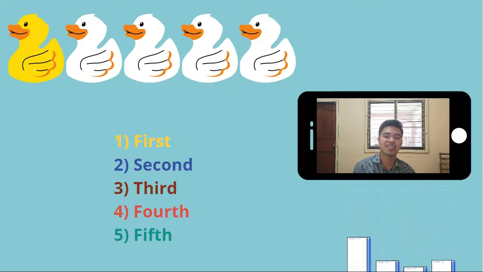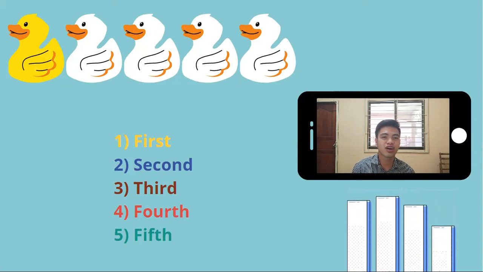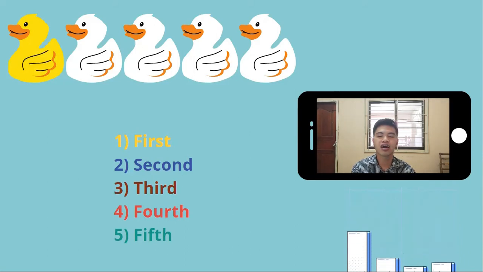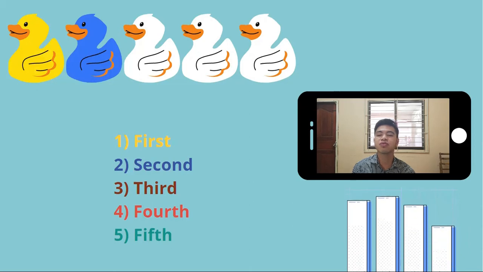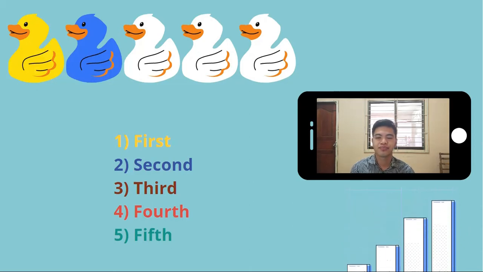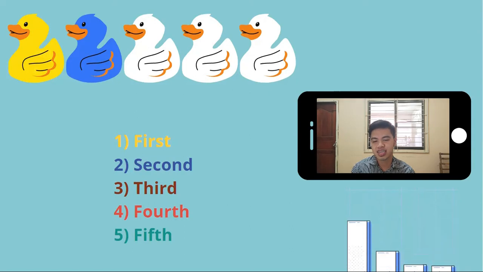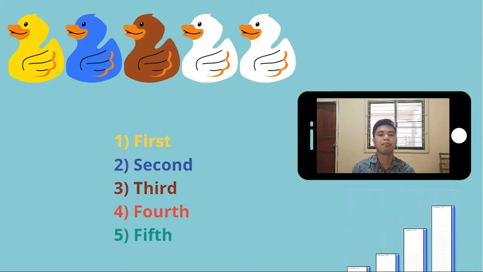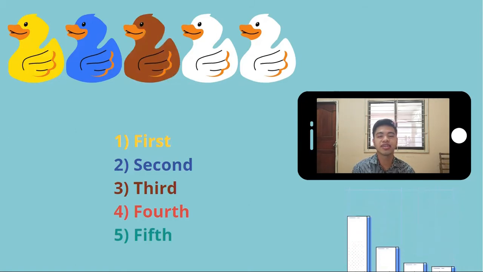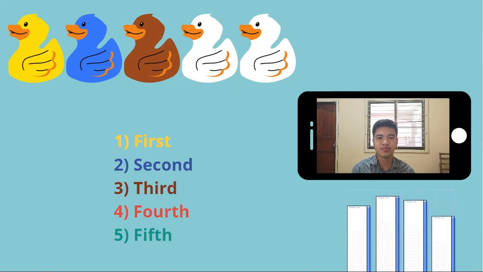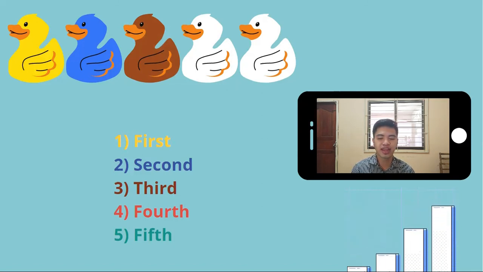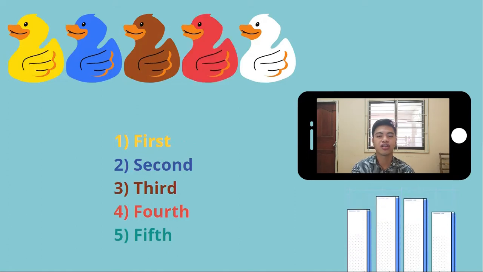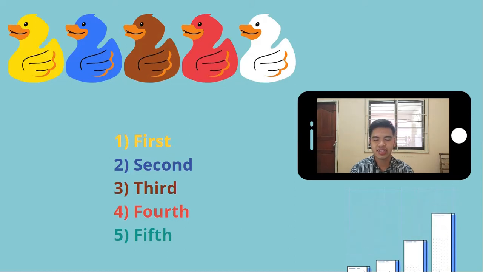Next one is the second duck. So what is the color of the second duck? It should be blue. Color it with blue, kids, and it will look like this. Next duck is the third duck. So the third duck should be brown. Color the third duck with brown. Good job. So the fourth duck will be red. Color the fourth duck with red.